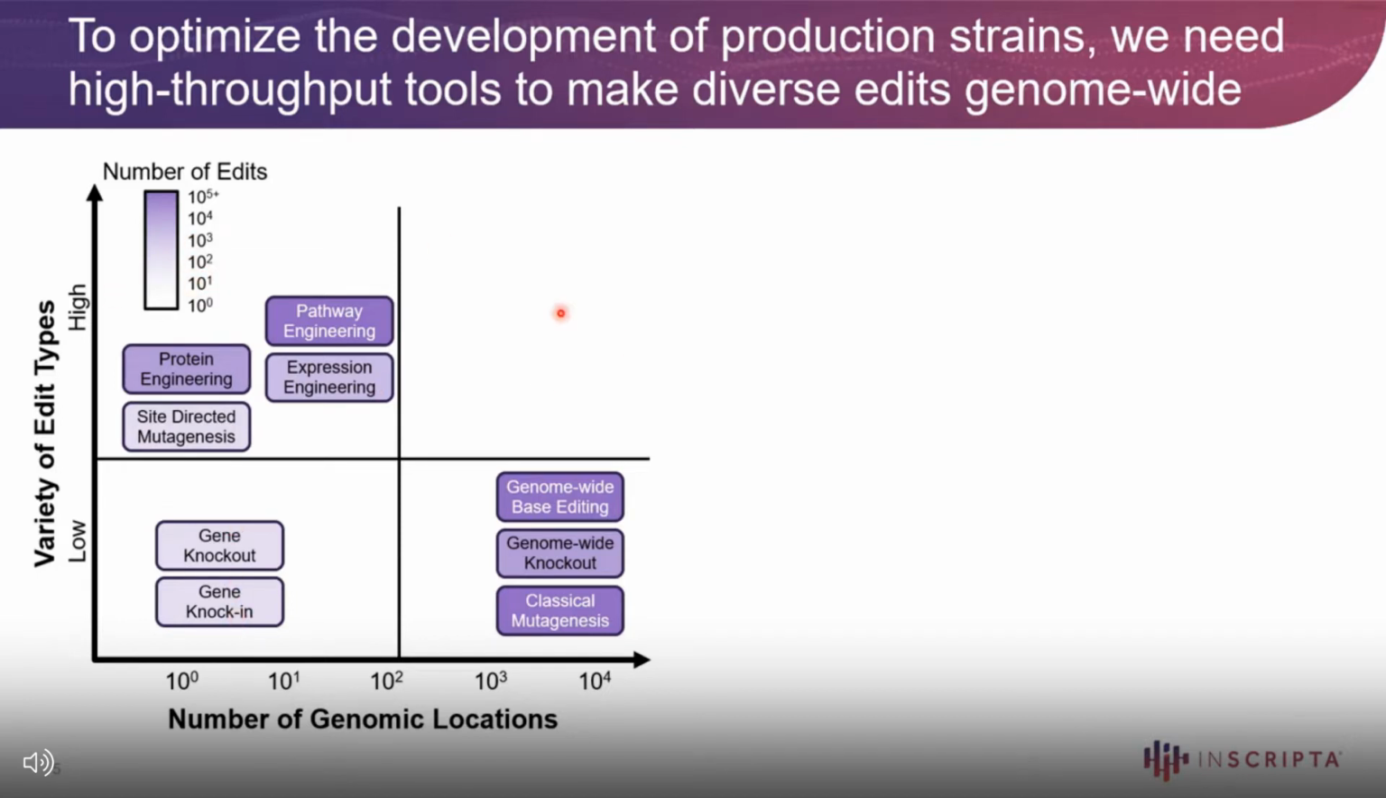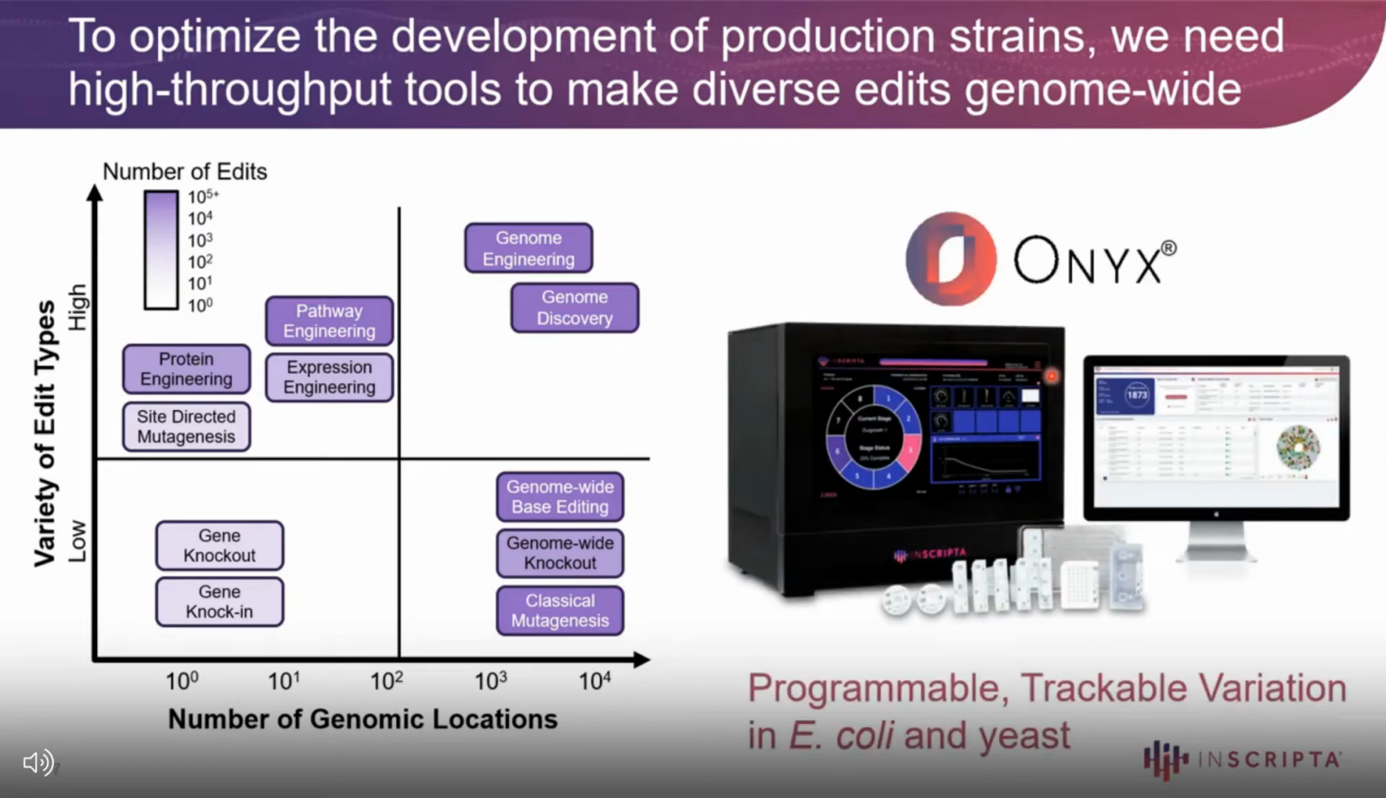What you really want for scalable genome engineering is to get up in this quadrant, targeting a large number of genomic locations with a high variety of edit types. CRISPR genome editing has allowed you to get up into this quadrant, but to have its full potential, you need a tool to build very large libraries in a high throughput manner. Towards that end, I would like to introduce you to Inscripta's Onyx Platform, which allows programmable and trackable variation to be introduced into E. coli and yeast, the two microbes that we currently support on the platform.